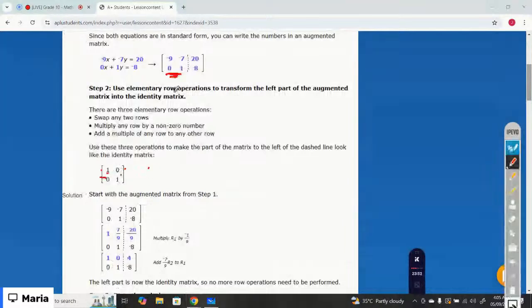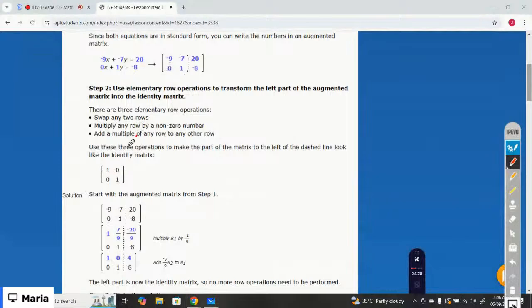This must be converted into the form 1 0 0 1, right? You can see the second row is already 0 1, so that means you don't have to do anything with the second row. You have to convert the first row to 1 and 0, right? These are the operations you can perform: swap two rows, multiply any row by a non-zero number, add a multiple of any row to any other row, right? These are the three operations you can perform on them.